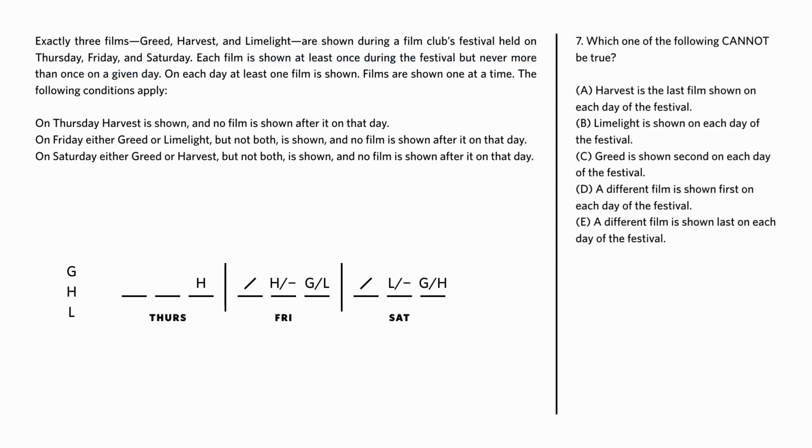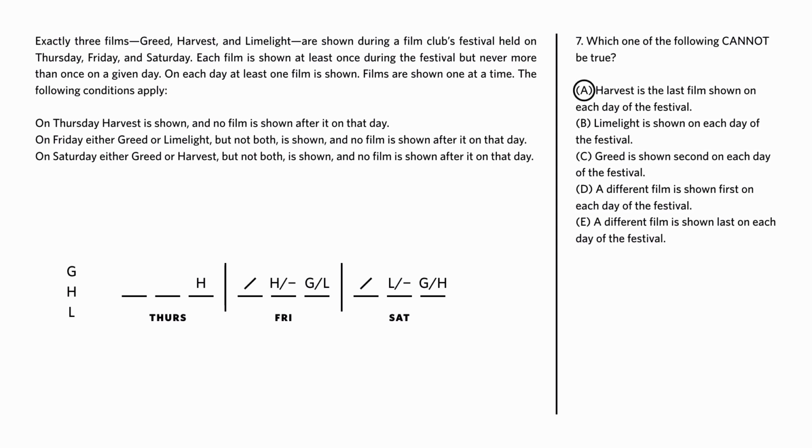Here's question number 7. Again, pause the video if you'd like to try it on your own before we discuss. Here we're asked which of the following answer choices cannot be true. A tells us Harvest is the last film shown on each day of the festival. We know this can't be true because H cannot be last on Friday. G or L has to be. So, A is the correct answer.